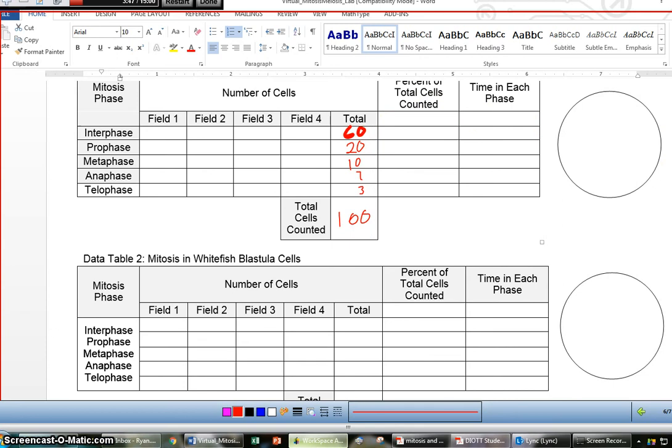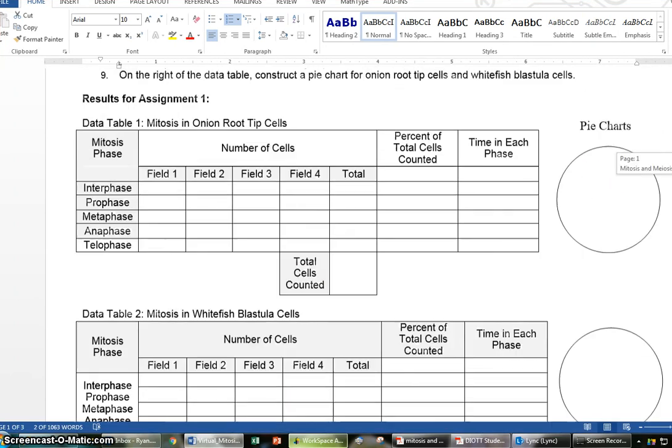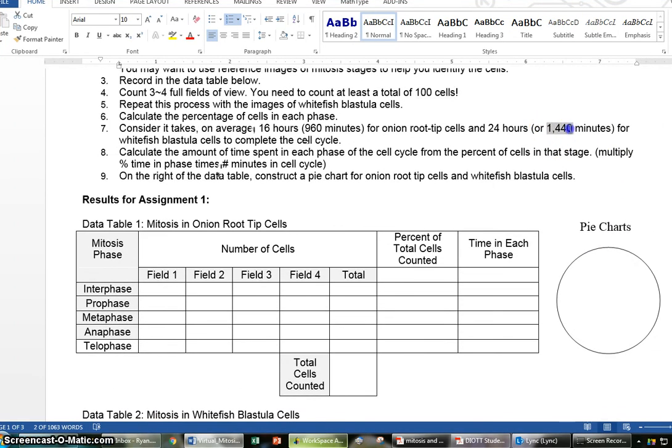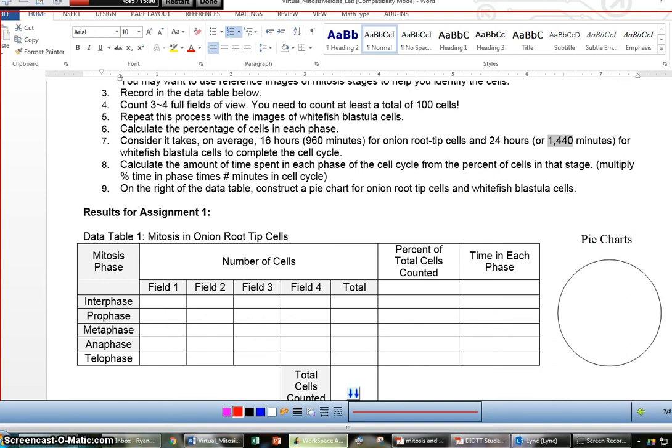So the next thing it says over here is the percent of total cells counted. Because we already did 100, 60 out of 100 would be 60%, 20%, and so forth. That's easy. For the time in each phase, if you go back and read the top of this lab, it tells you that this was a total of 1,440 minutes. And so what I'm going to do is go back to my previous slide where I had it back here.